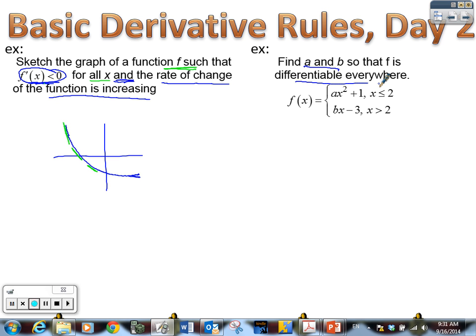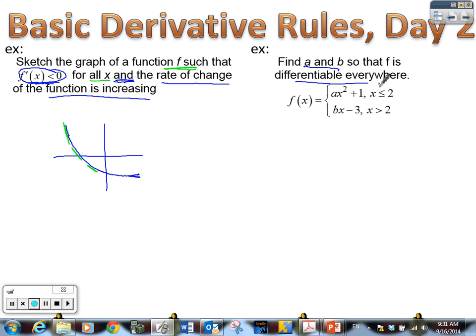other at 2. Okay, so setting the position functions equal to each other at 2 basically helps provide security that it's continuous. And then setting the first derivatives equal to each other at 2 provides that we are differentiable. Okay, so we have 2 steps. All right, so let's do that.